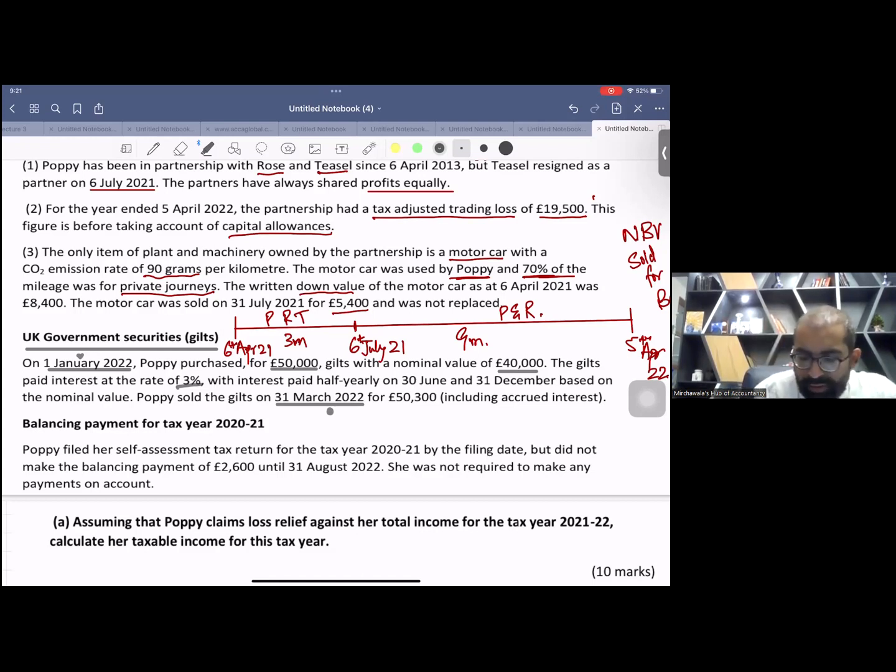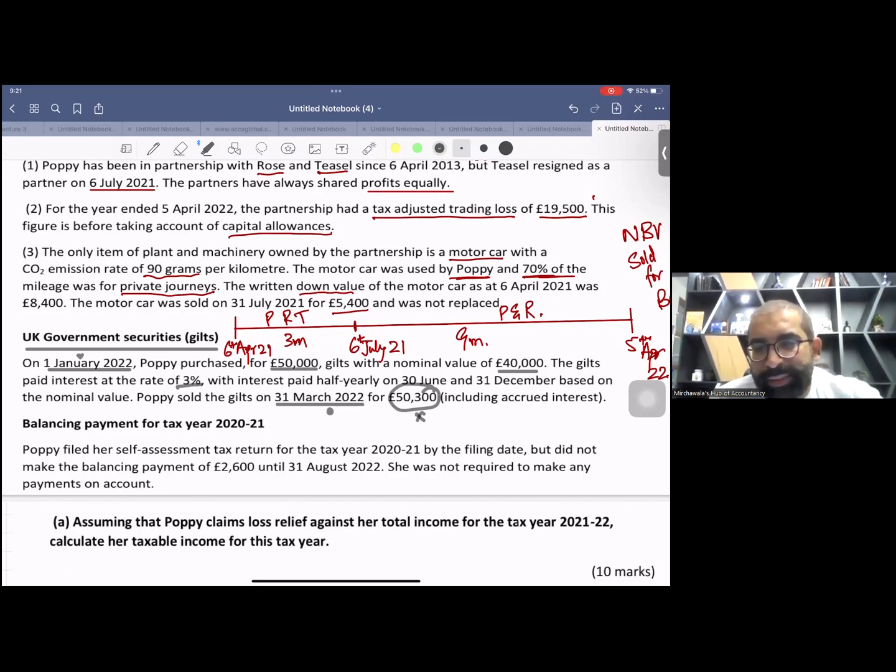And sold for 5,300, again irrelevant. Buying price and selling price is irrelevant because there is no CGT. There is no CGT. If you have taken proper classes, you know these rules.